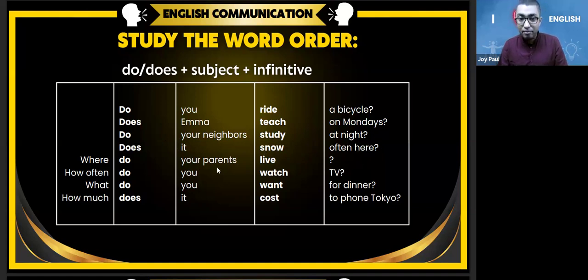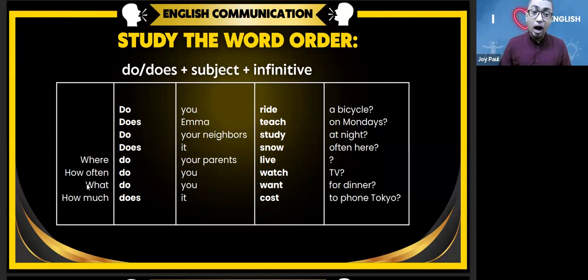Your parents live here. How to say? Do your parents live here? Great. Yes. You watch TV. How to create the question sentence? Do you watch TV? Or you can say, how often do you watch TV? Do you want for dinner?